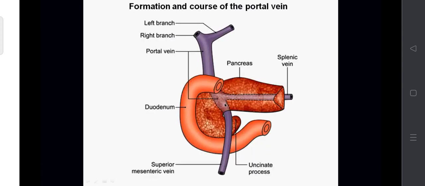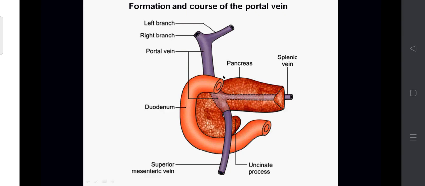Here this figure shows the formation and course of portal vein. Here we have the C-shaped loop of duodenum. Here is the pancreas, uncinate process, head and neck and body of pancreas. This part is the neck of pancreas, and posterior to the neck of pancreas there is formation of portal vein. Here the portal vein is formed posterior to neck of pancreas by the union of superior mesenteric vein and splenic vein lying opposite to the L2 vertebra.